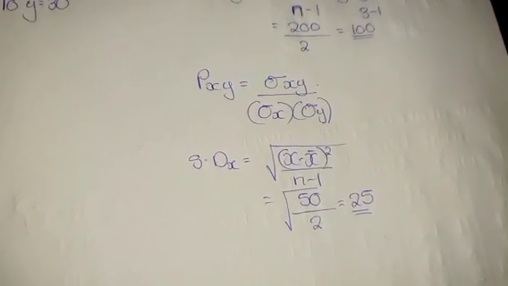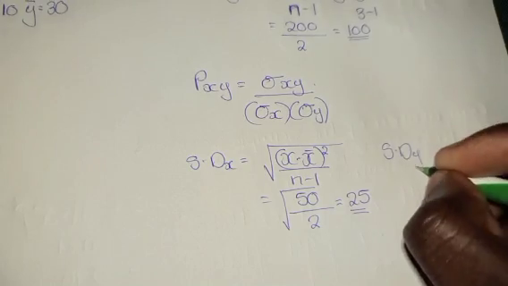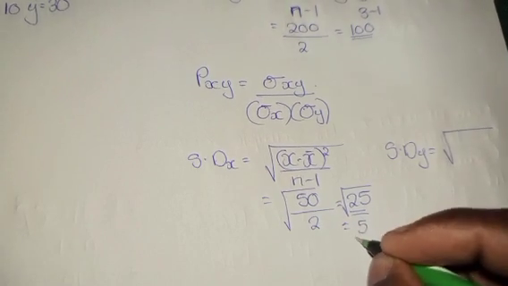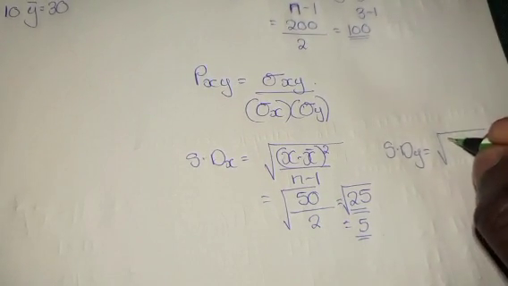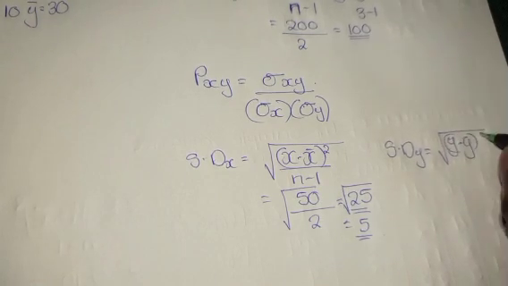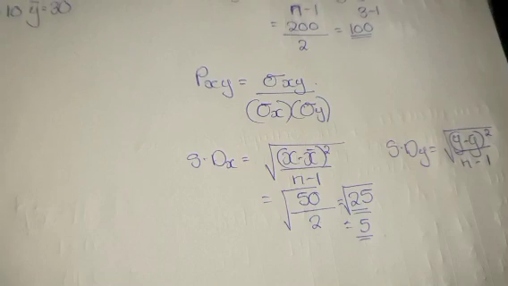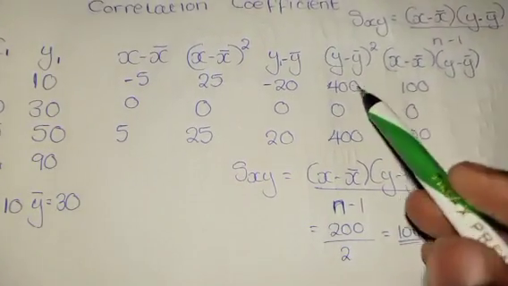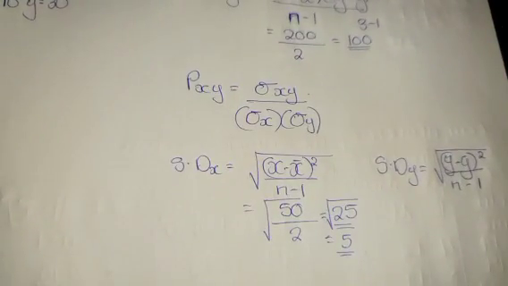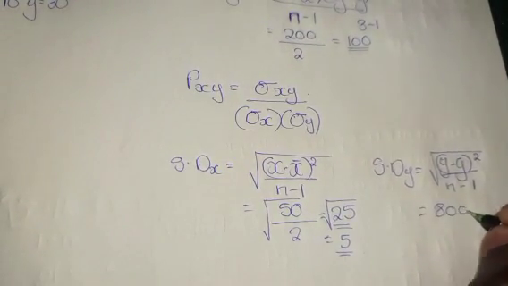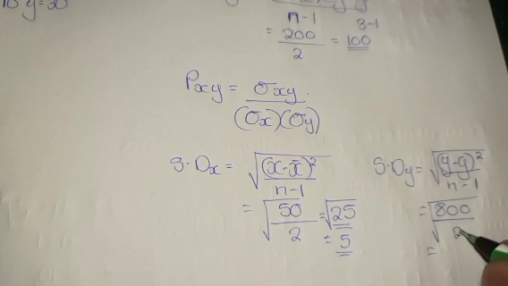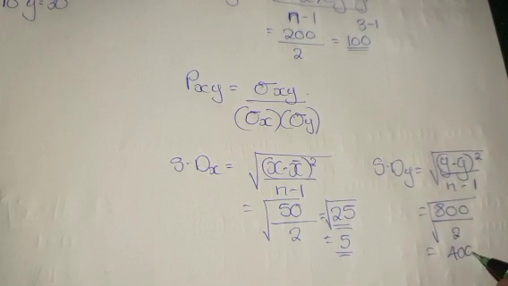The square root of this one is 5. You also do the same for the standard deviation of y. You have the sum of (y minus y mean) squared over n minus 1, where what you had on top is 400 plus 400, which is 800. So we have 800 divided by n minus 1, which is 2, and we know for sure that 800 divided by 2 is 400, and the square root of 400 is 20.